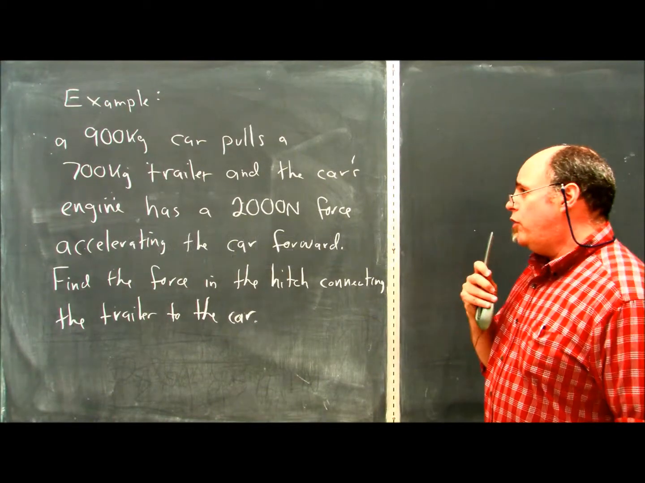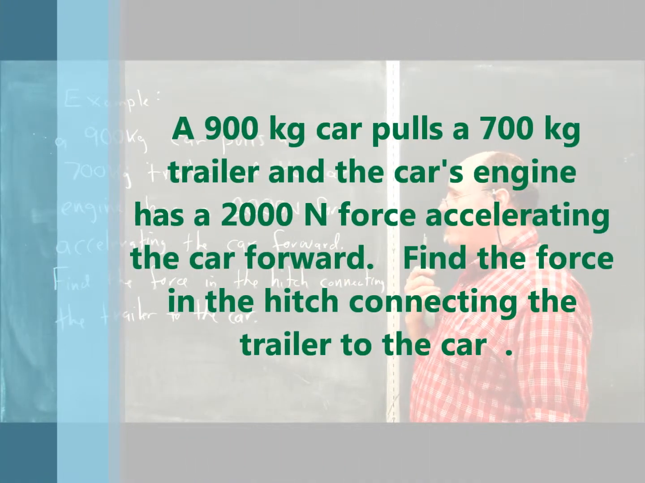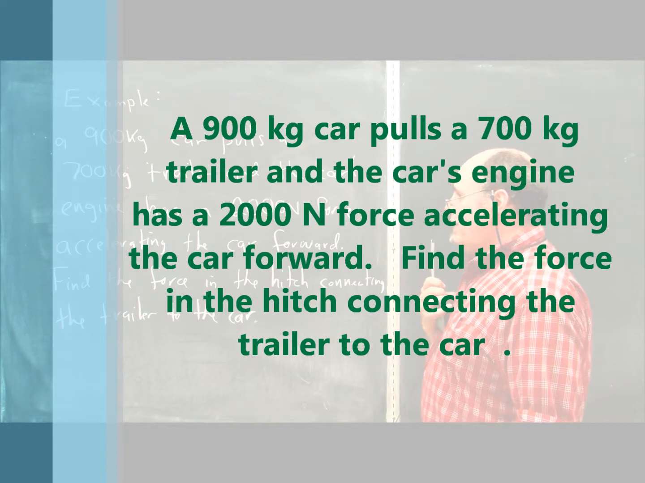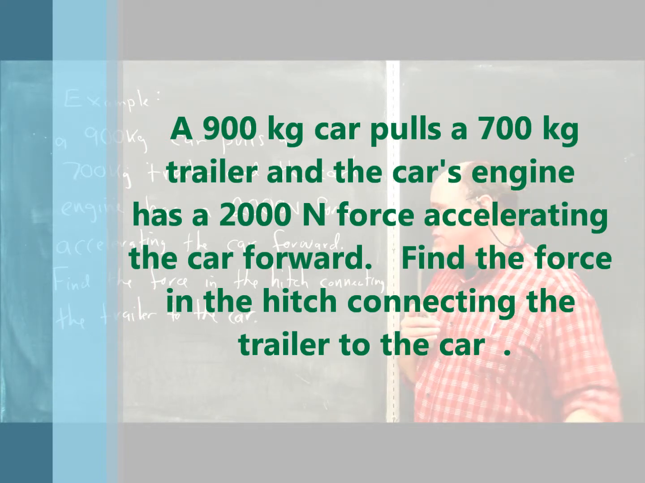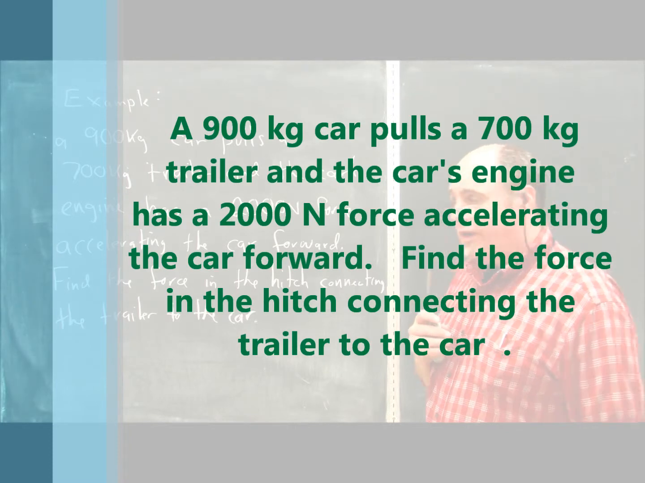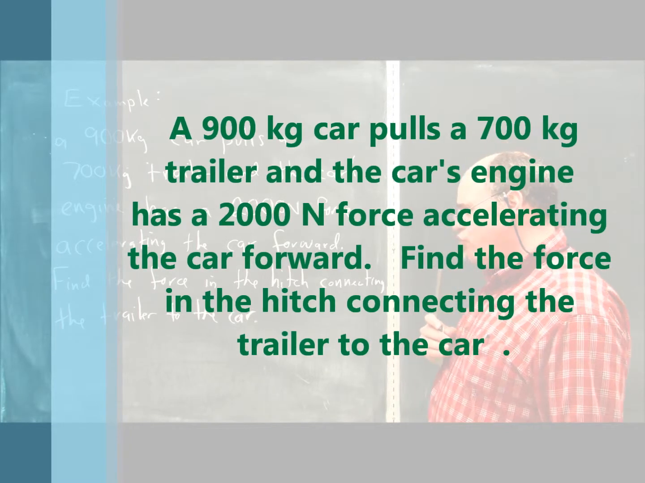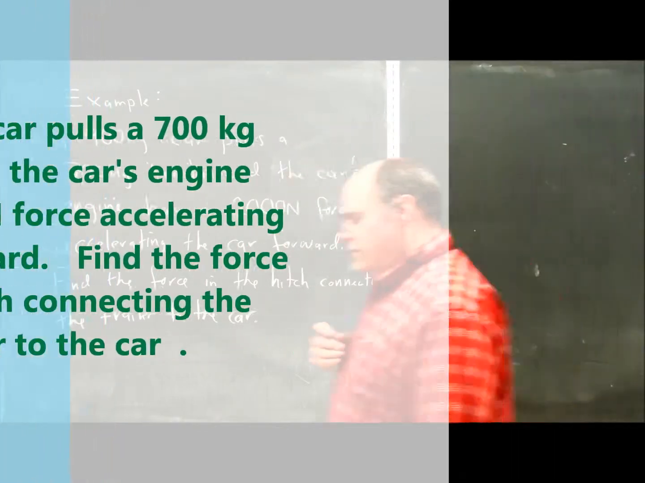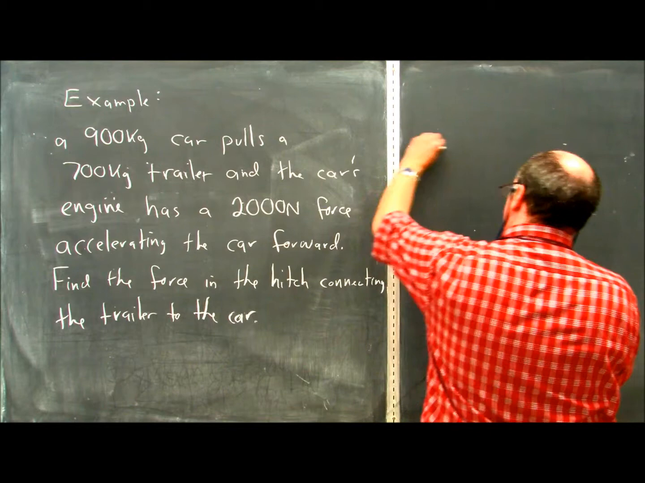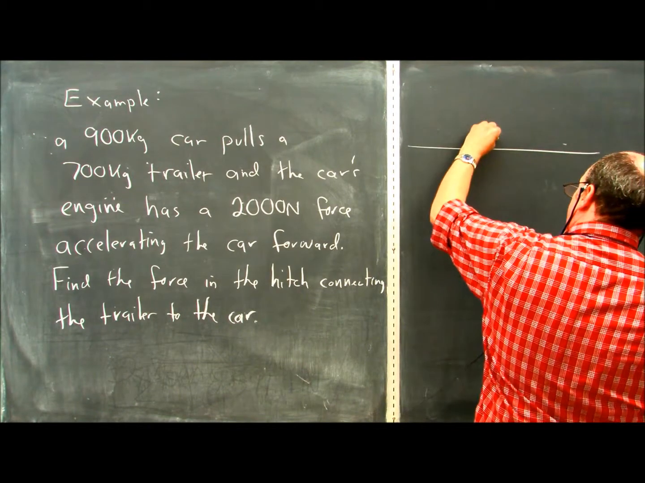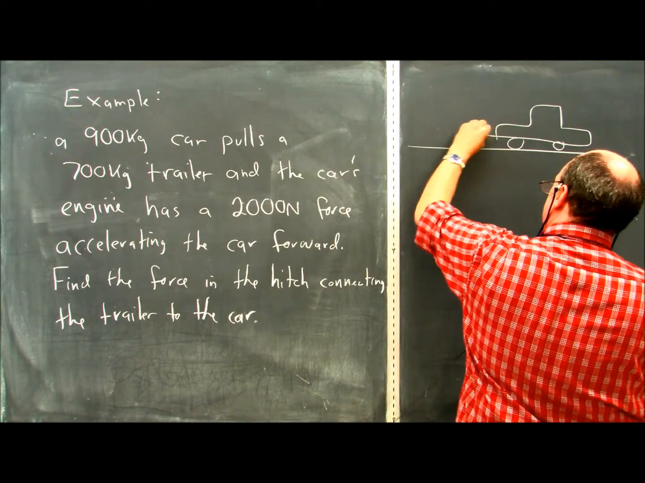Here I have a word problem, and it says there's a 900-kilogram car pulling a 700-kilogram trailer, and the car's engine has a 2,000 Newton force accelerating the car forward along the highway or whatever. Find the force in the hitch which connects the trailer to the car. So if I had to draw something like this, just roughly sketching it out, I will say I have a car over here, and I could draw this all with boxes, and I've got some type of a trailer here.